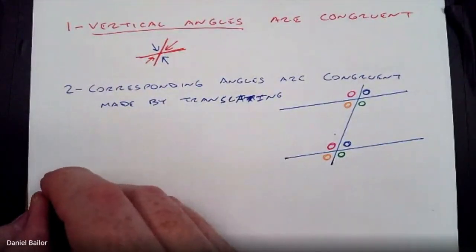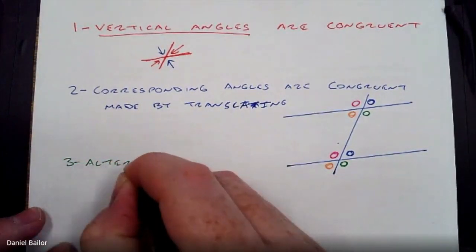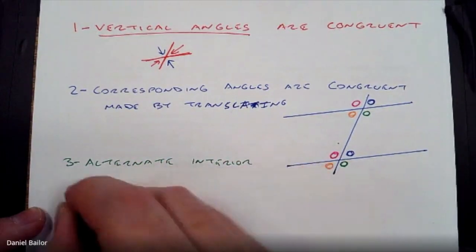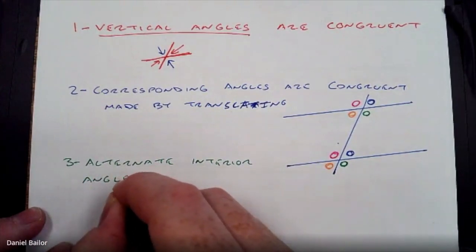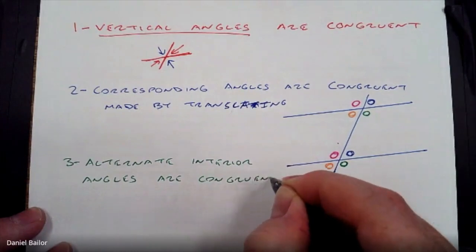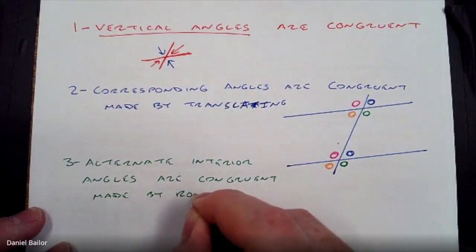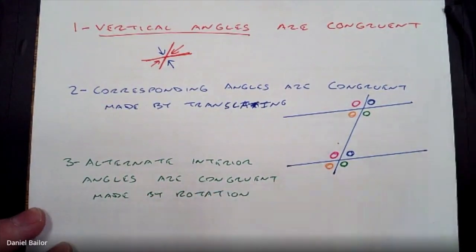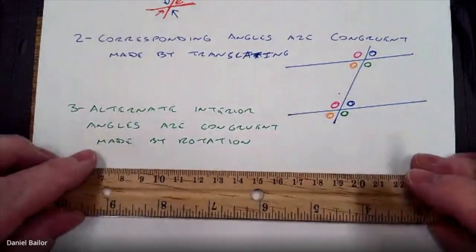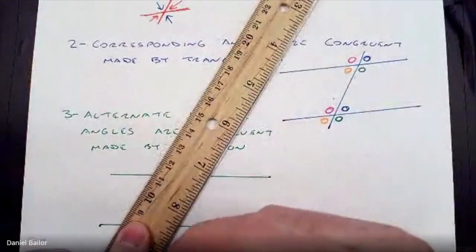The third rule, we have alternate interior angles are congruent. And these are made by rotation. So let me show you a diagram of alternate interior angles. Let's do parallel lines. Let's do a transversal.